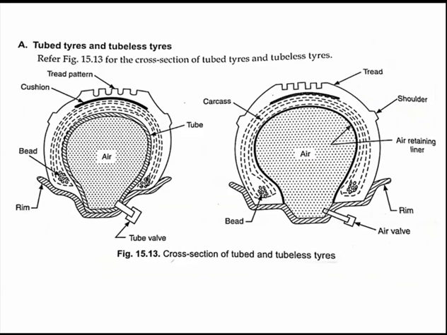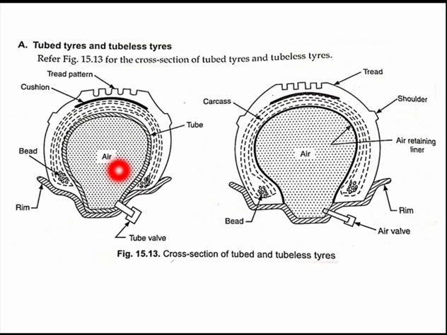Okay, in this figure you can see that the first one is the tube type, and the second one is the tubeless type. In the tube type, inside there will be a tube. Here you can see there is a tube inside it, and in this tube we are providing the air.